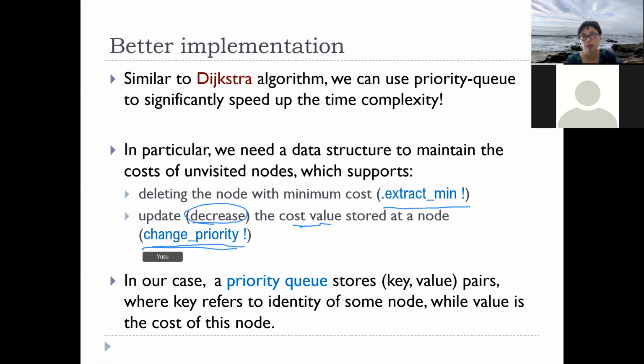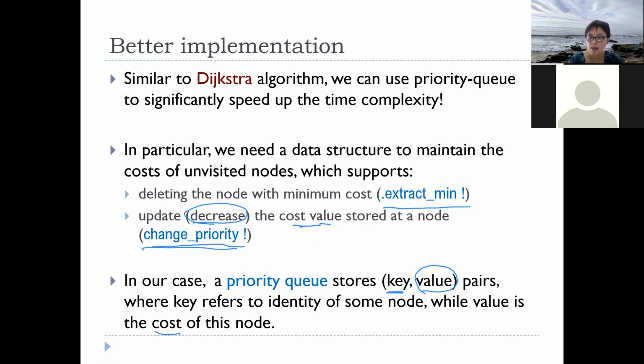So this suggests that this is all we need in Prim's algorithm. Again, we can use the priority queue to help us implement this algorithm. In our case, a priority queue would store the key of a node to index the node, and the value refers to the cost of this node, so the cheapest cost at which we can reach this node so far.